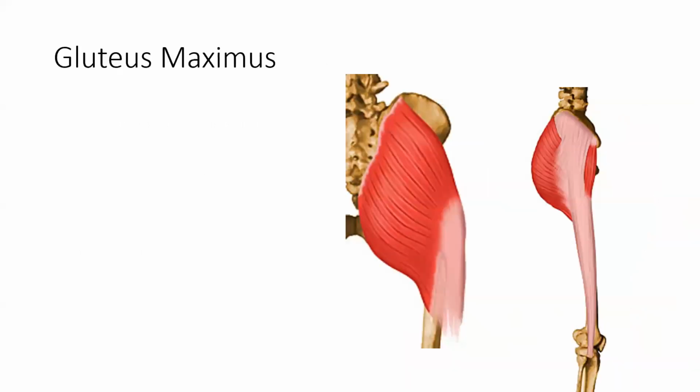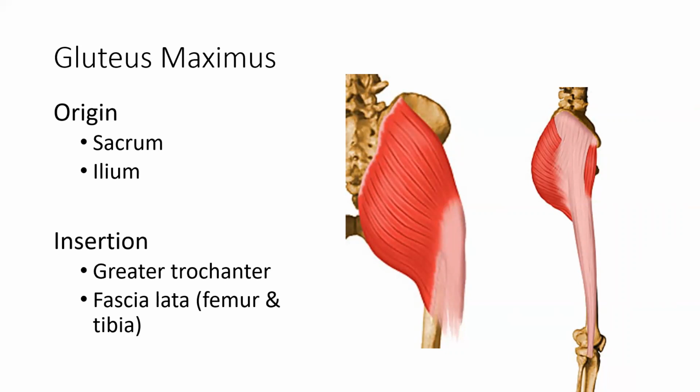So let's start off. First muscle we'll discuss is the gluteus maximus. Gluteus maximus is our largest hip extensor. It's our prime mover for hip extension. It has an origin on the sacrum and the ilium, so it's this medial origin, posterior on the pelvis, and then an insertion on the greater trochanter and the fascia lata, or the IT band, the iliotibial band.